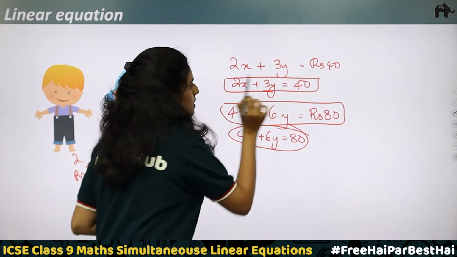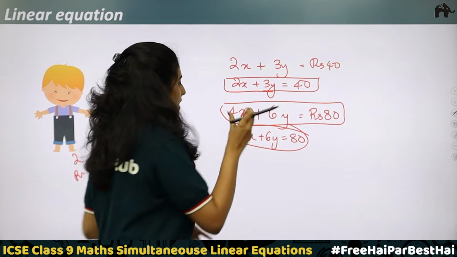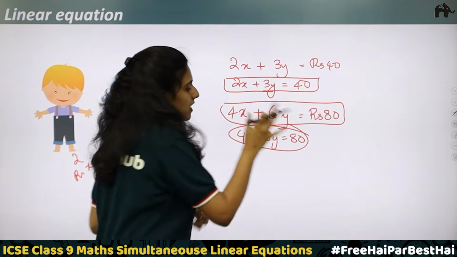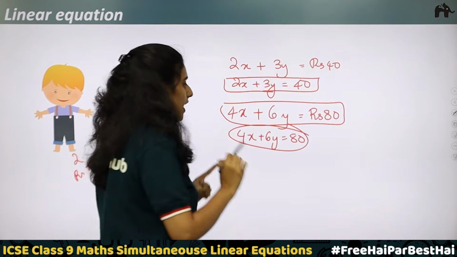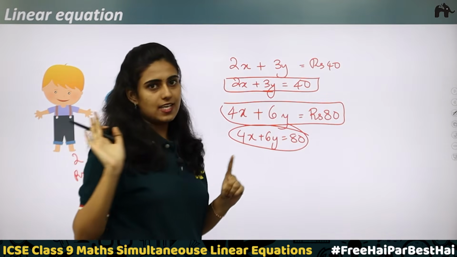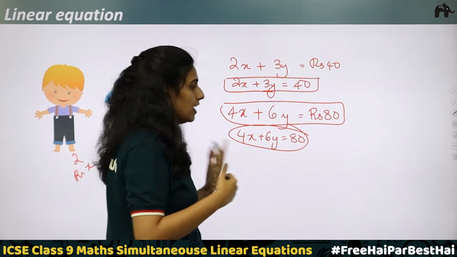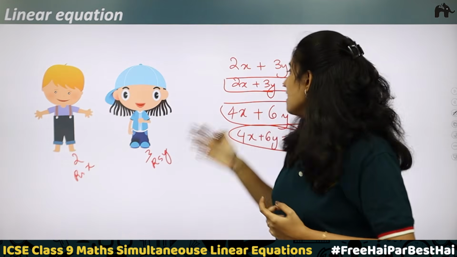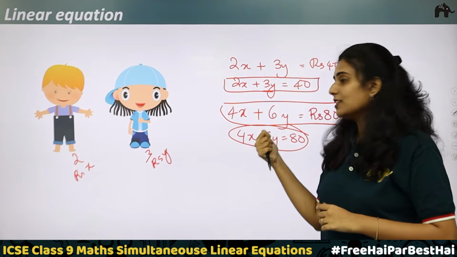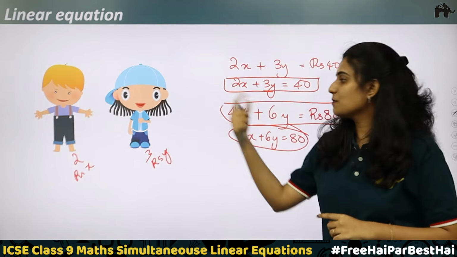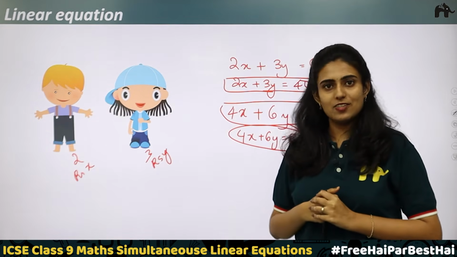The first equation is 2x plus 3y is equal to 40 and the second equation is 4x plus 6y is equal to 80. So, after studying this chapter, you will be able to find the value of x and y. We will be studying the different methods used to find the value of x and y. Are you ready for it? You want to know how much the cost of the chocolates bought by the boy and girl is, right? So, we will study that in this chapter.